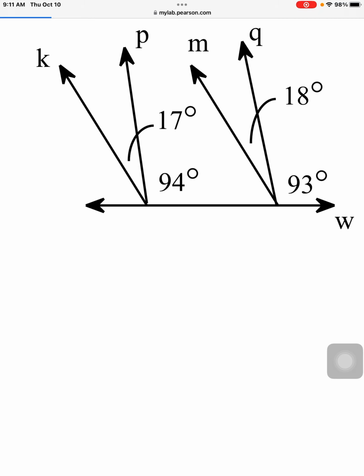But those angles are definitely not equal, so I can't say anything about that. Now, let's look at lines or rays K and M.